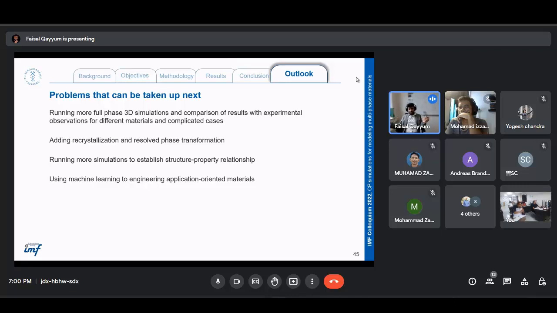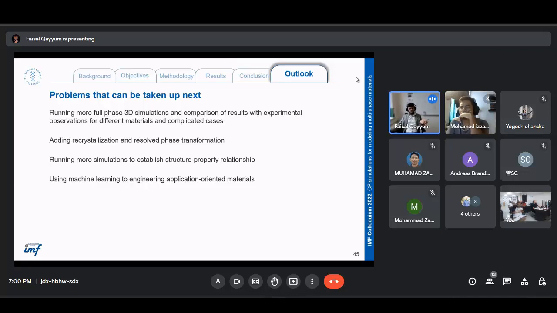Recrystallization and phase transformation are not really part of the crystal plasticity models right now. So that requires coupling this crystal plasticity with phase field modeling and then combining them or running them in parallel to get these results. That is currently missing, which can be a useful application for high temperature deformation behaviors.